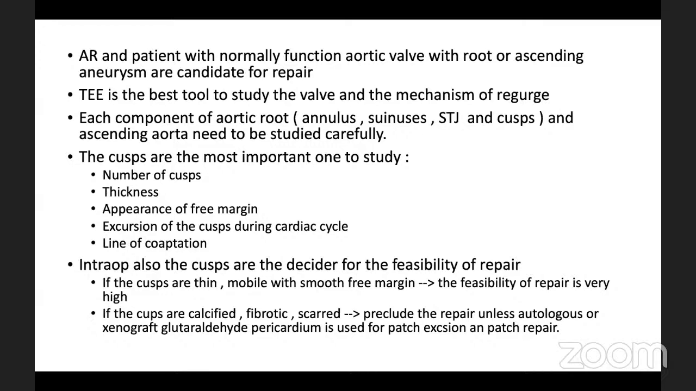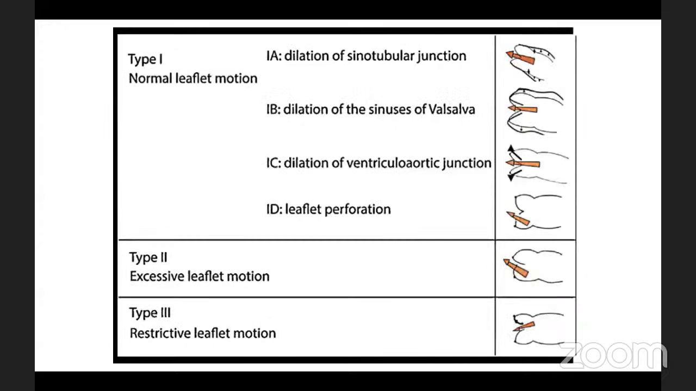The number of cusps, the thickness of the cusps, the appearance of the free margins, the motion of the cusps during the cardiac cycle, and the line of coaptation. Even intraoperatively, the cusps are assessed for the feasibility of the repair. If the cusp is thin and mobile with a smooth free margin, the repair is feasible and more likely to be successful. If the cusp is calcified, fibrotic, or scarred, these preclude the repair unless a patch is used.